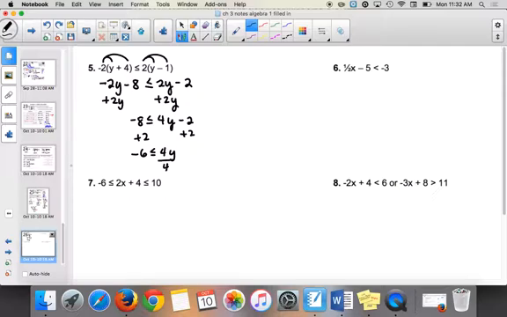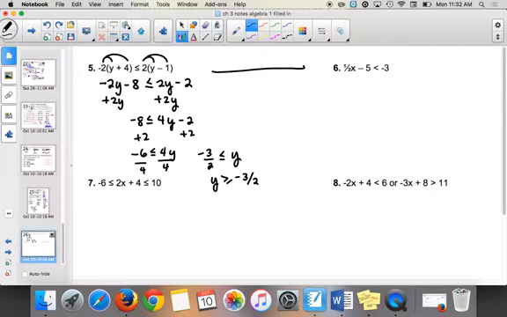We divide by 4. So we have negative 6 over 4. That reduces to negative 3 over 2 is less than or equal to y. Now, if you want the y to be on the left-hand side, so the arrow points the way you should shade. If you say negative 3 over 2 is smaller than y, then that means y is bigger than negative 3 over 2, right?